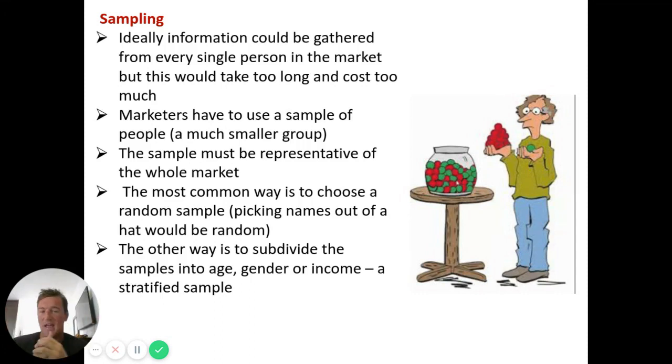Later on, if you do this at A-level or IB, you'll hear about things like snowball sampling, where somebody answers your questionnaire, then they pass it on to somebody, and then they pass it on. So there's different types of sampling as well, but GCSE, just random and stratified.